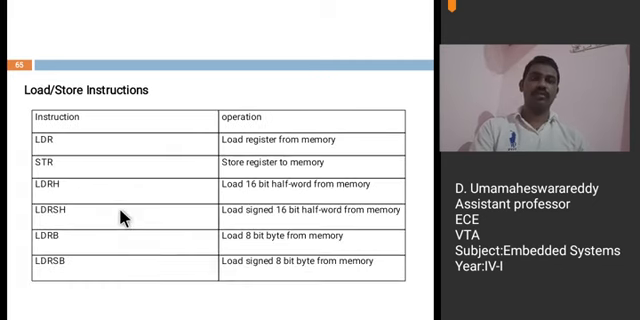Next, load and store instructions. Coming to load and store instructions, the first one is LDR. Load register from memory. It will load the contents from memory to the registers. Next, store. It will store the content of register to memory. Next, LDRH, load half word. Load 16-bit half word from memory to the register. Next, load signed 16-bit half word from memory. Next, load 8-bit byte from memory. LDRB means load 8-bit byte from memory.